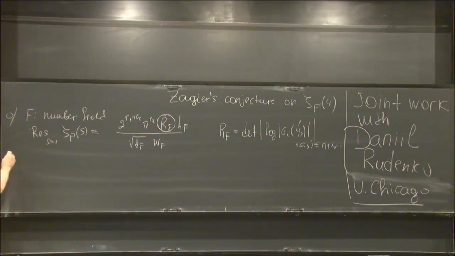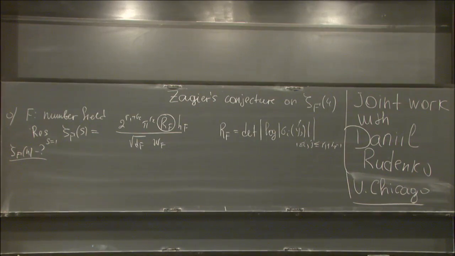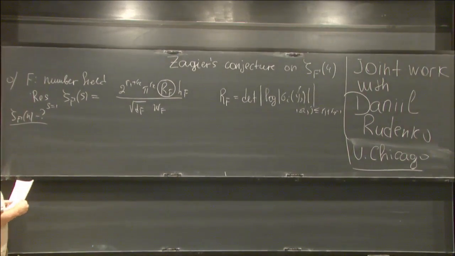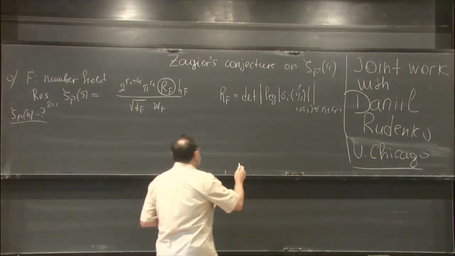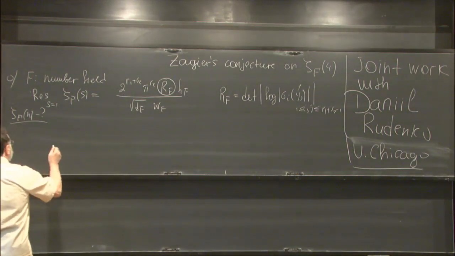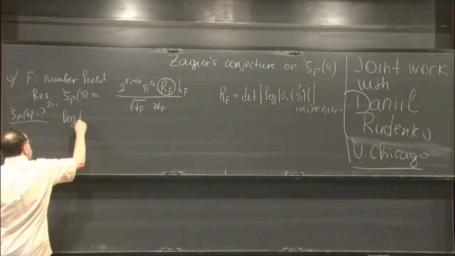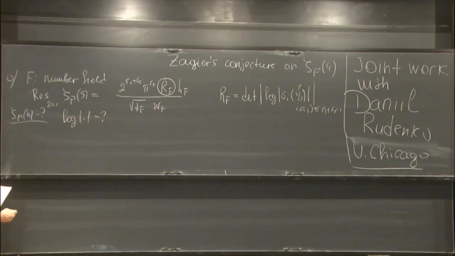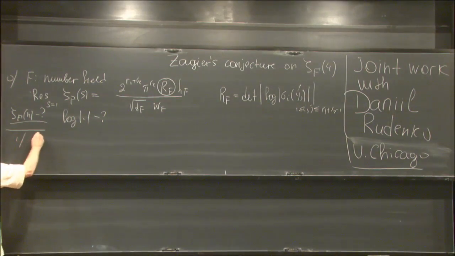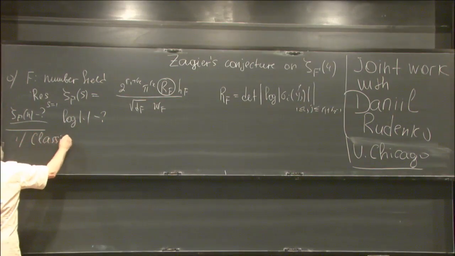Now, the question was, how about zeta F(n)? Zagier proposed a conjecture which tells the answer. We generalize this formula. The first thing we want to know is what's the analog of the regulator. So the first question is, what replaces the logarithm of absolute value? So this is the classical polylogs. Let me remind who they are.